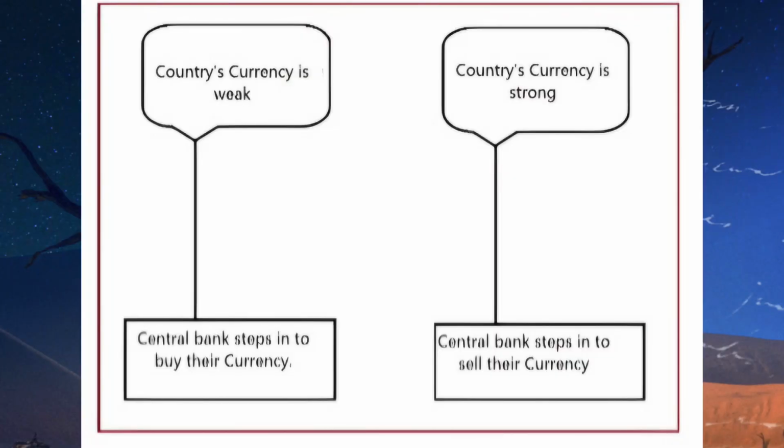They do this by selling or buying their currency in the financial market. Let's take for instance, if a country's currency is too weak, the central bank may buy its currency in the Forex market to increase demand and strengthen its currency. Likewise, when a country's currency is too strong, the central bank may come in and sell their currency to weaken it, by so doing making exports cheaper and boosting their economy.